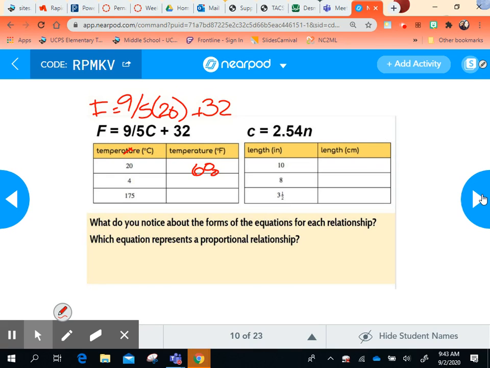68. Thank you. Okay, we're going to do the same thing for the second one. So f equals 9 over 5 times 4 plus 32. What's 9 over 5 times 4 plus 32?